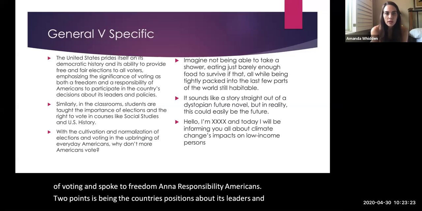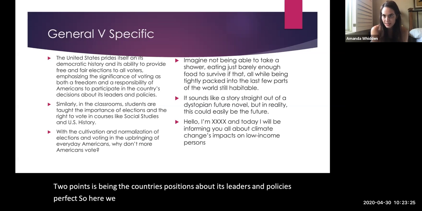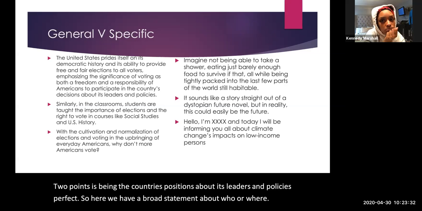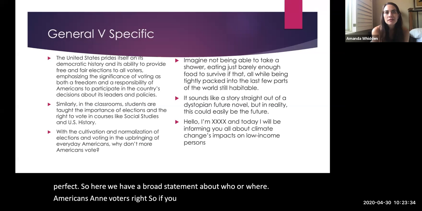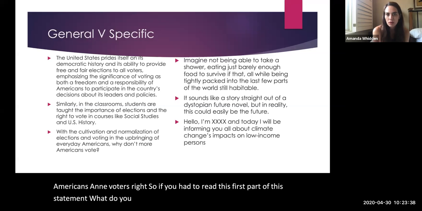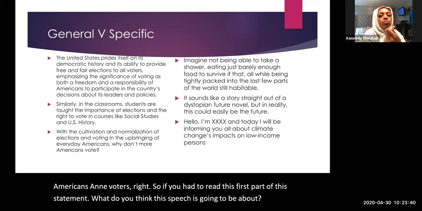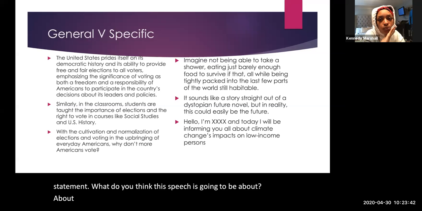Perfect. So here we have a broad statement about who or where. Americans and voters. Right. So if you had to read this first part of this statement, what do you think this speech is going to be about? About their choice to vote. Okay, good. Choice of vote.